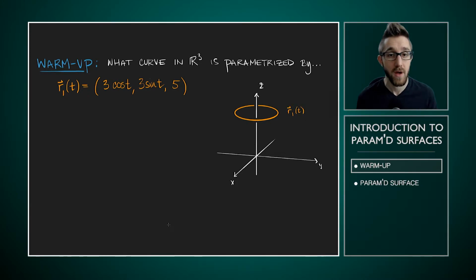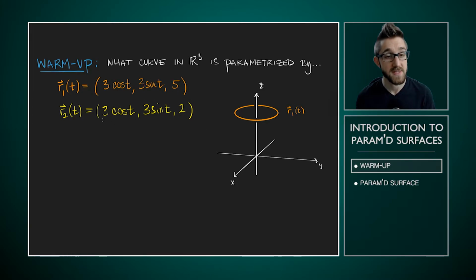Okay, next question. What curve is parametrized by this formula? So R2 of t is 3 cosine t, comma 3 sine t, comma 2. Okay, there's not much different between these two things except for the z coordinate. Just like before, this is a circle of radius 3 in x and y, and now the z coordinate is 2. Okay, so before we had a circle in the plane z equals 5, and now we're going to have a circle of the same radius in the plane z equals 2.